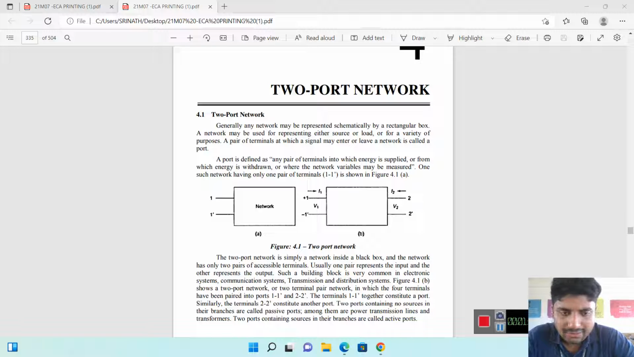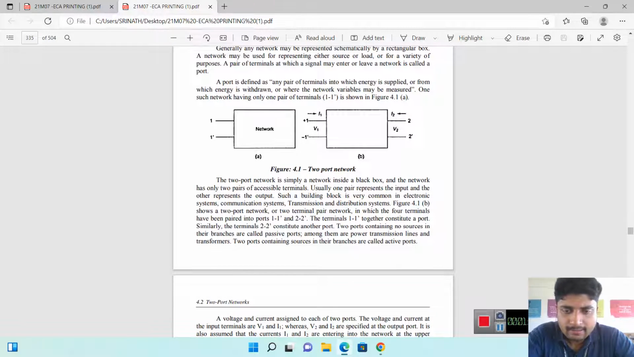Okay, now let us take one example. See, here we are taking the diagram 4.1. It shows a two-port network. Here the four terminals have been paired, on the left side and the right side, as 1, 1 dash and 2, 2 dash. The terminals 1, 1 dash together constitute one port. On the right hand side, we have 2, 2 dash, which constitutes the other port. These two ports form a two-port network.